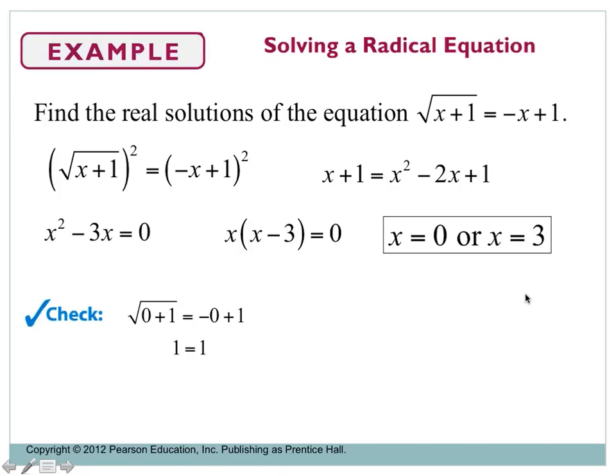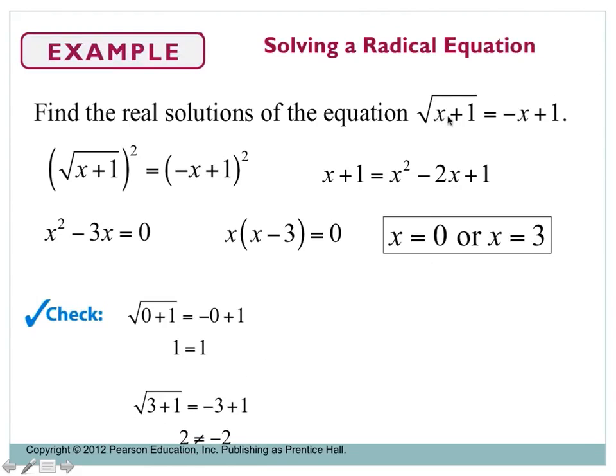And we want to check those again, so we're going to plug in 0 first. Square root of 0 plus 1, that's just going to be square root of 1, which is just 1. Negative 0, that's just 0. 0 plus 1 is 1, so we get 1 equals 1. That one works.